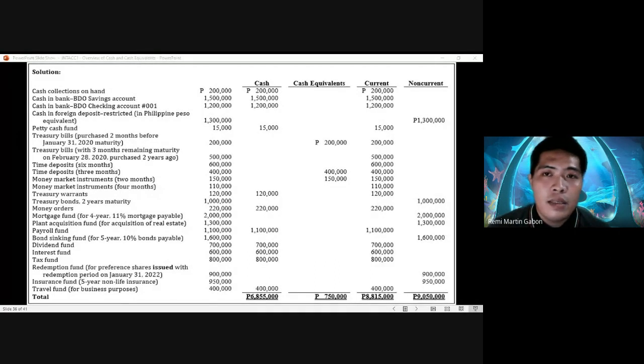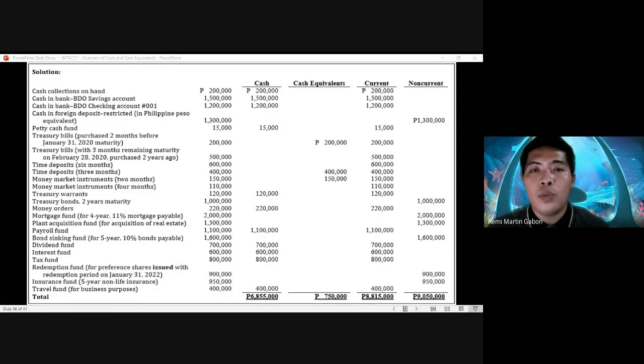Redemption fund. Take note, redemption fund ha, hindi redeemable preference share investment. Ibig sabihin, meron tayong redemption fund kasi nga nag-issue tayo ng preference shares na merong redemption period. Okay? Redemption period. Redemption fund are automatic non-current assets. Automatic non-current assets sila. Okay?